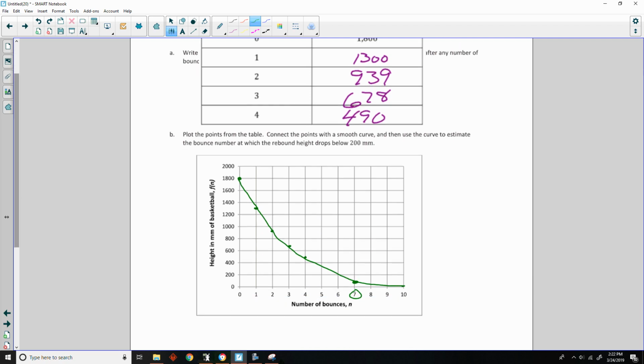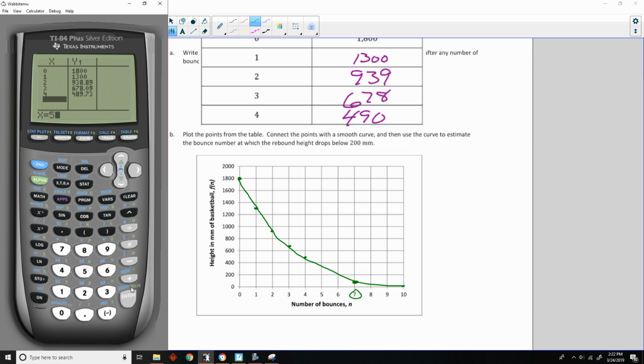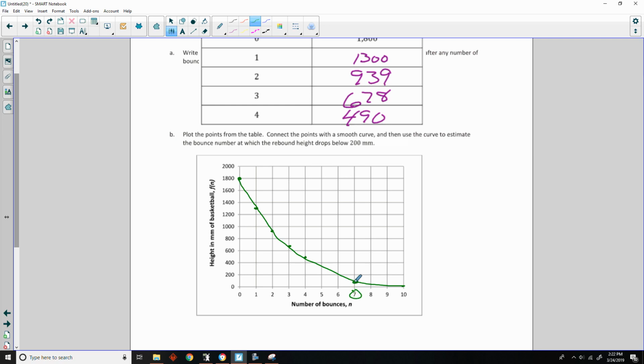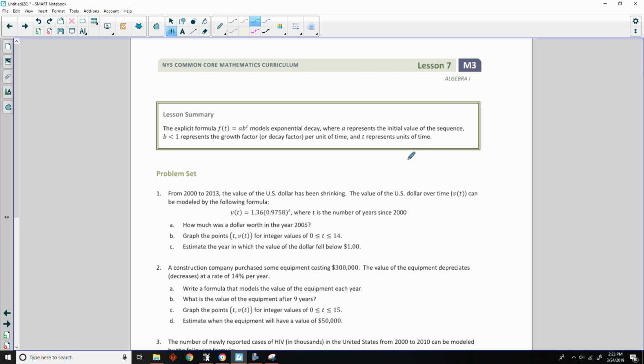Before we finish this up, let's check for accuracy. After 5 bounces, was it below 200? The answer is no. 5 bounces was 300 something, so my approximation is fairly close. After 6 bounces, we dropped to 255, and I was around 200, so I'm a little low there. And on the next one, 7, it is 184, and sure enough, my estimate was the right answer. After 7 bounces, it did not come back up to the 200 level. Okay, that is the end of Lesson 7. Review the lesson summary and go to your problem set.